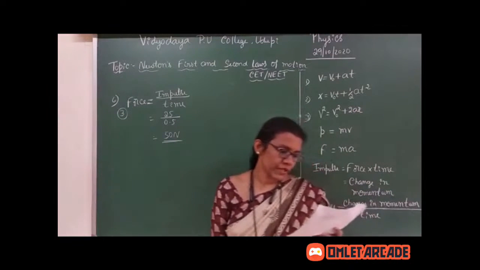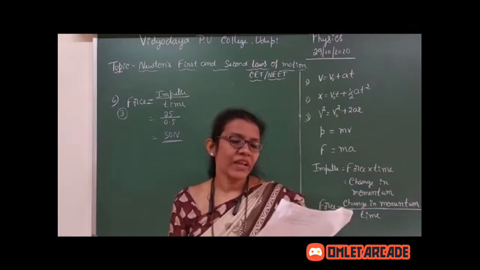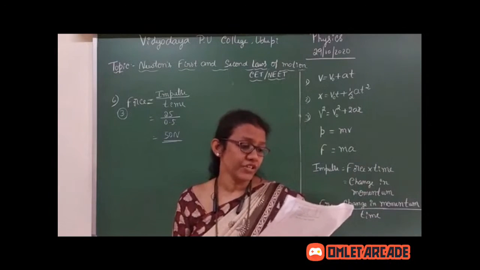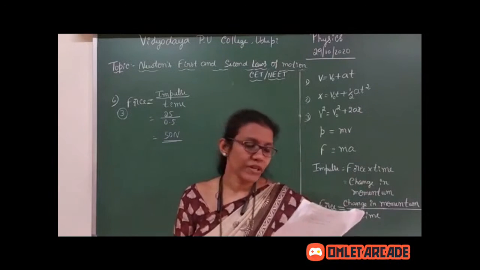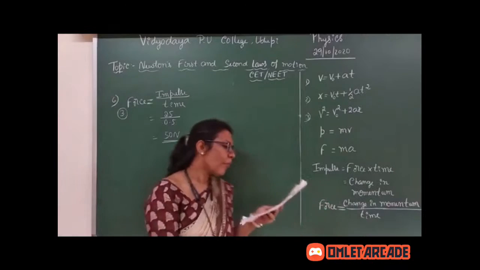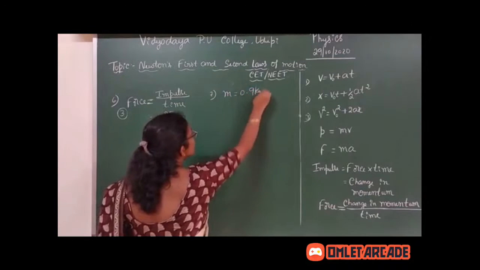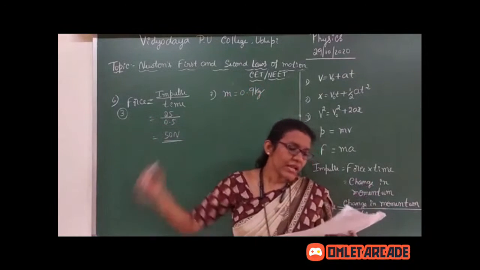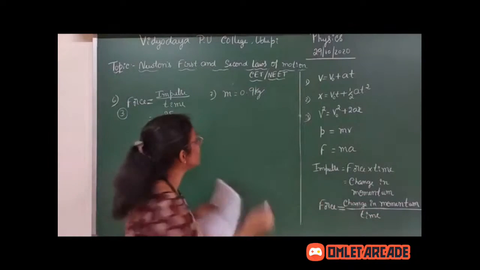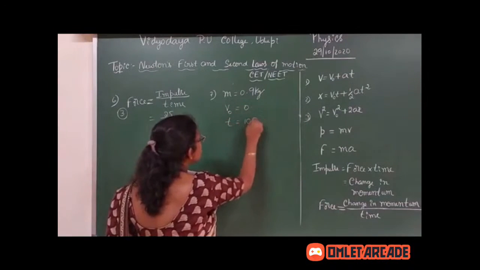Next, question number 7. A constant force acts on a body of mass 0.9 kg at rest for 10 seconds. If the body moves a distance of 250 meters, the magnitude of force is. So what is given? A constant force acts on a body and the mass of the body is given, that is 0.9 kg. It is at rest. That's why I said you have to read the question carefully. It's given at rest, which means the initial velocity is 0, and the time is 10 seconds.